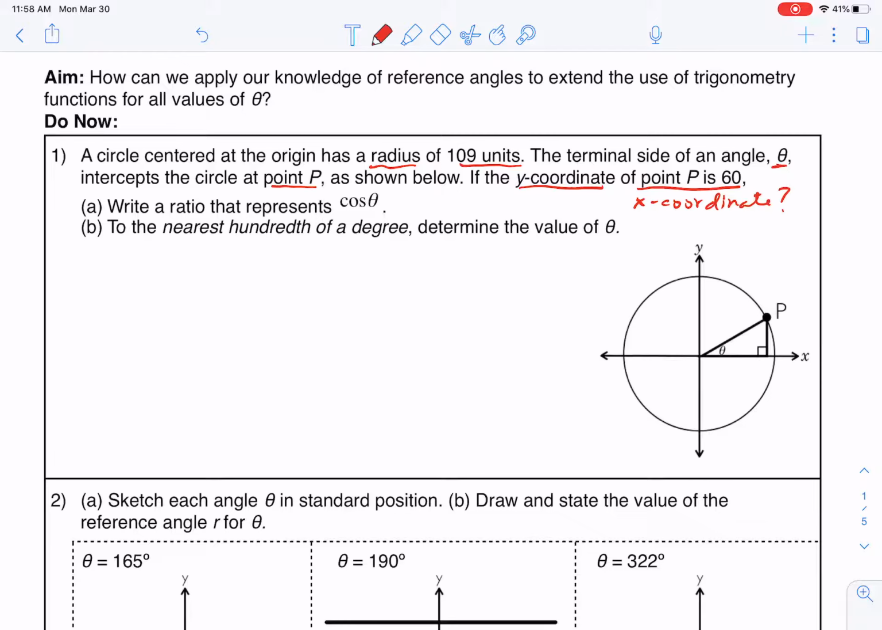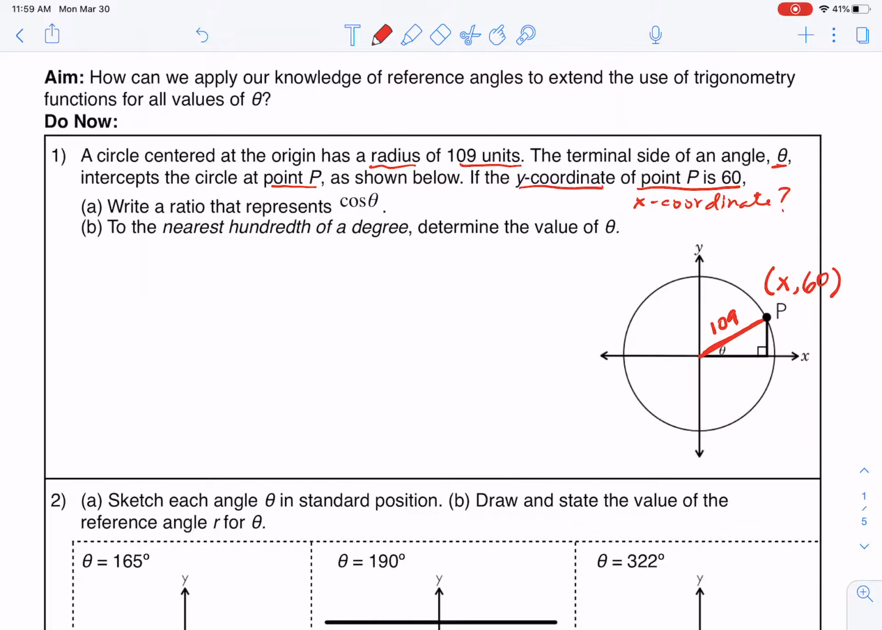All right, so I'm going to label the parts of the circle and the parts of this triangle that I'm given in the problem. First of all, I know the radius is 109 units. So the radius is really that distance from the center to point P. So that's 109. I also know that the y-coordinate of point P is 60. I don't know the x-coordinate, so I'm just going to indicate that with an x. My y-coordinate is 60.